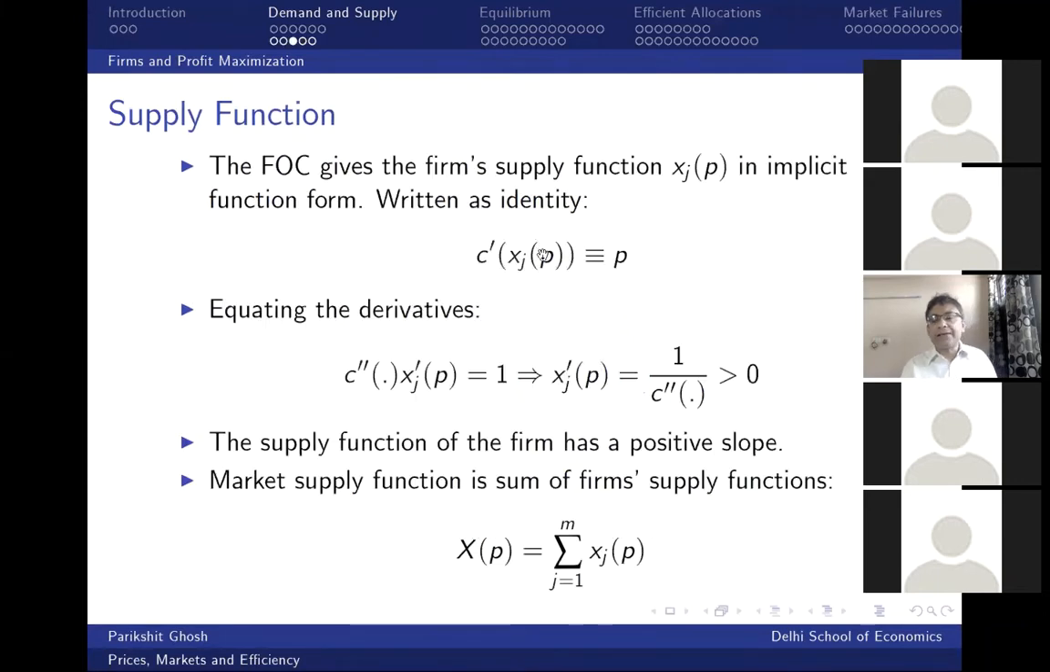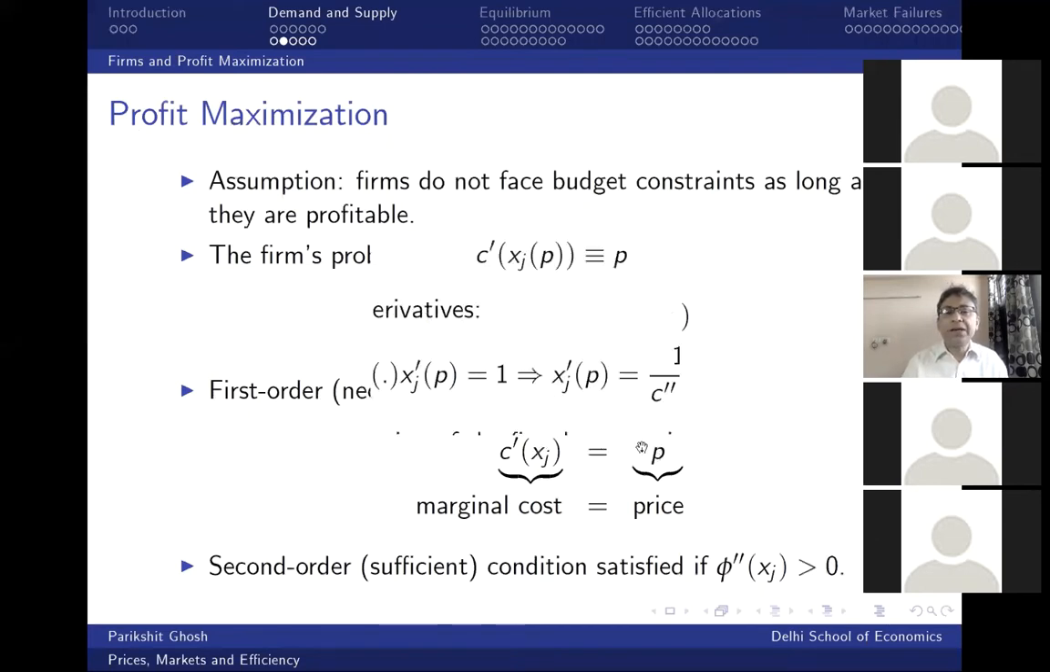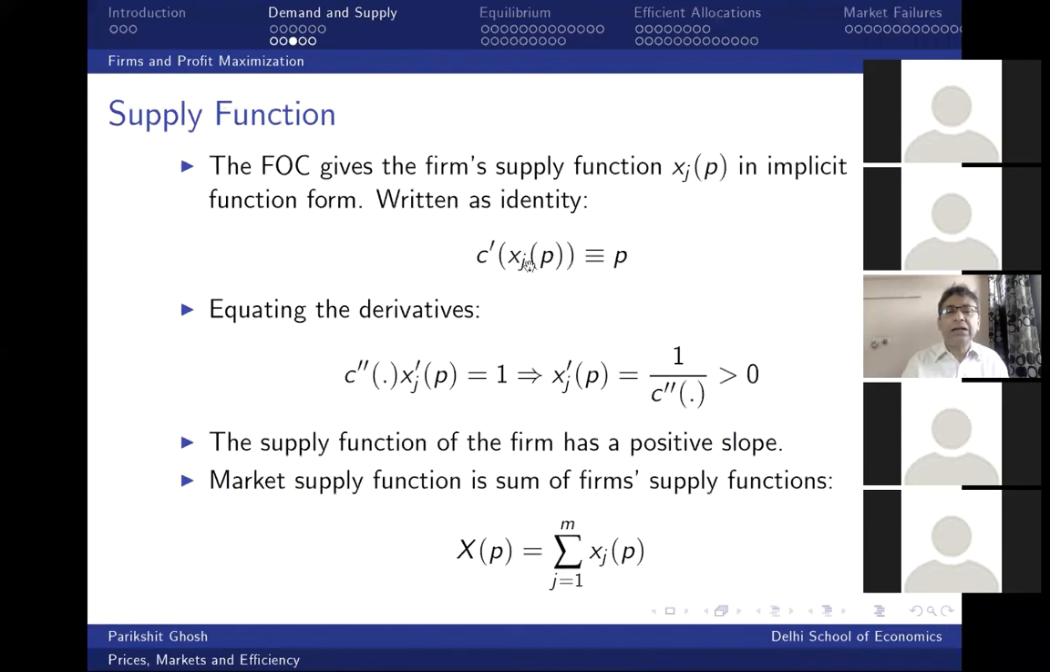Just the same trick as we did in the consumer's case. Take the first order condition, price equals marginal cost. Inside the marginal cost function, insert the supply function. The supply function is basically defined as that quantity which makes this equality true. Okay, so by definition, when you insert the supply function into marginal cost, its equality with price is true by definition, so it's an identity, which means we can equate the derivatives of the two sides.